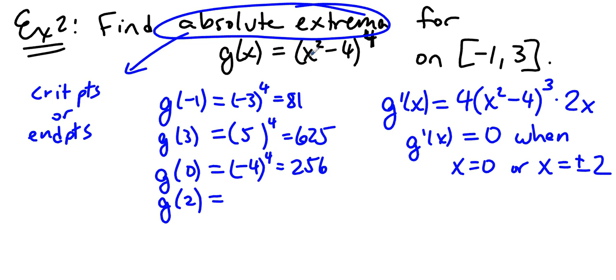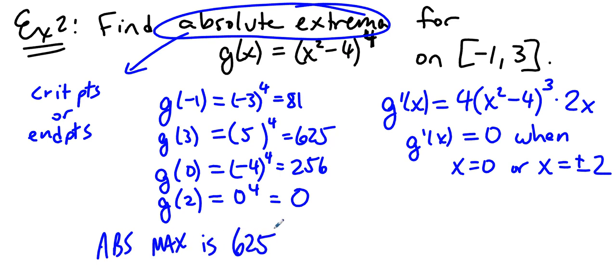And at 2, that's 0 to the fourth. I can do that. Critical points and endpoints are the only candidates in the whole wide world. So what does that tell us? That tells us that the absolute max is the highest high. That's 625. And the absolute min is the lowest low. And there they are for you to consider.